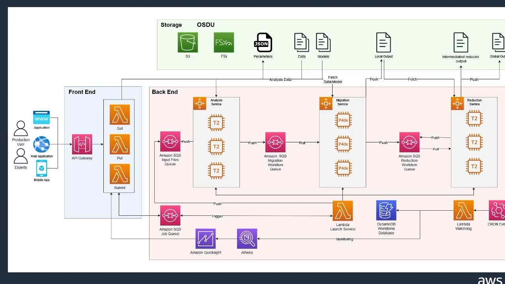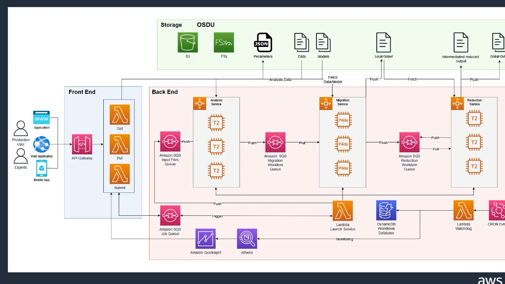Right-sizing the instances for the required job, we're using Amazon EC2 T2 instances in the analysis service and the reduction service. T2 instances are cost-efficient with burstable performance that provide a baseline level of CPU performance with the ability to burst above the baseline. For the migration service, we see that we have Amazon EC2 P4DE instance types.